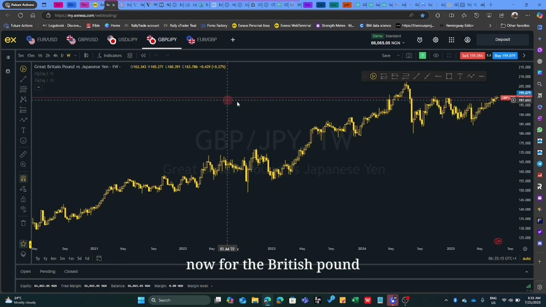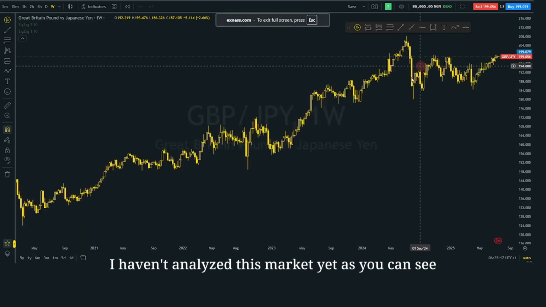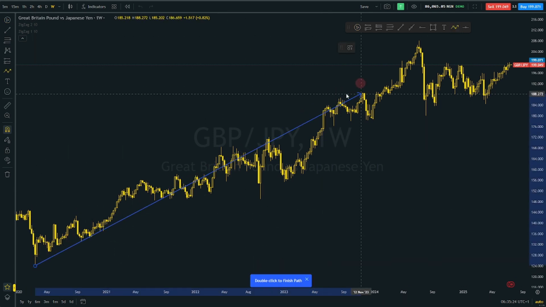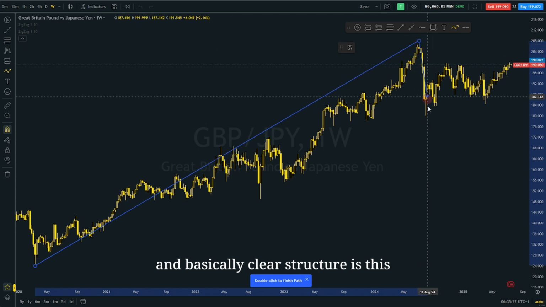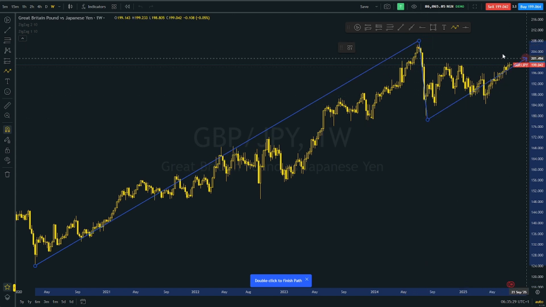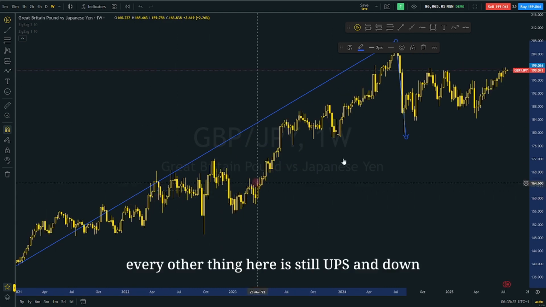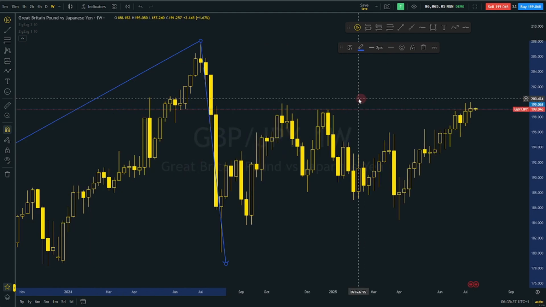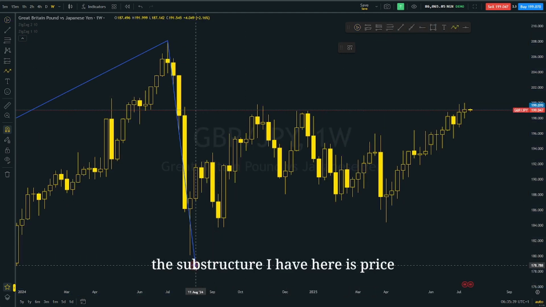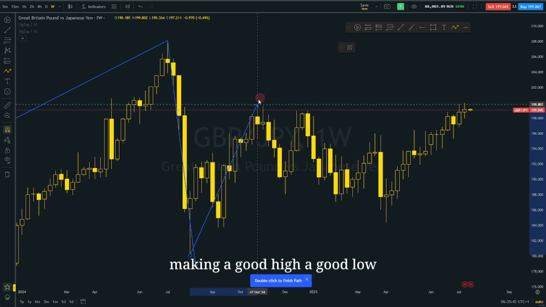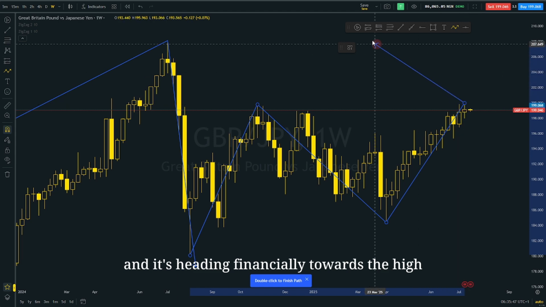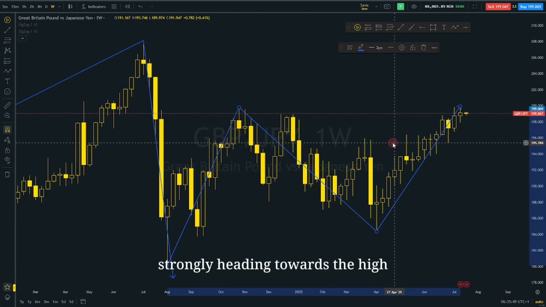Now for the British pound Japanese yen, I haven't analyzed this market yet, as you can see. So let's just do the quick analysis right now. We're going to start from those lows, and basically the clear structure is this. Everything else here is still ups and downs, and overall we made an up, so up. The substructure I have here is price making a good high, a good low, and it's heading strongly towards the high.